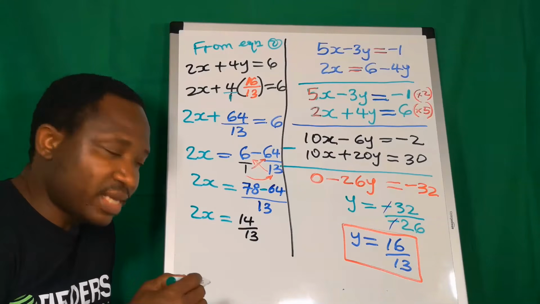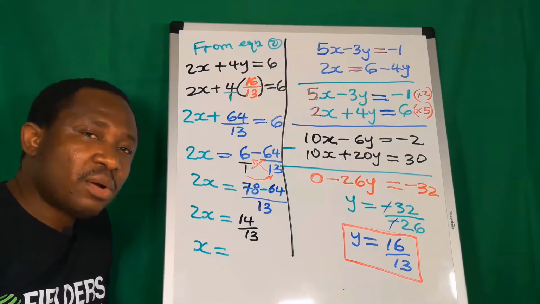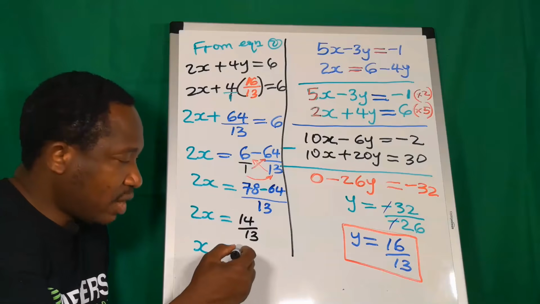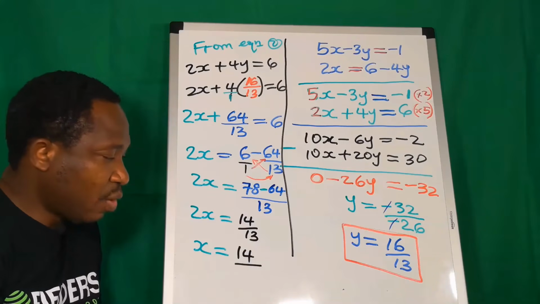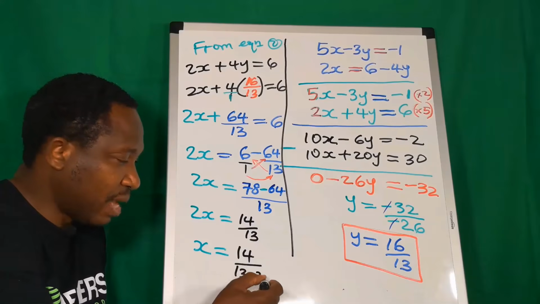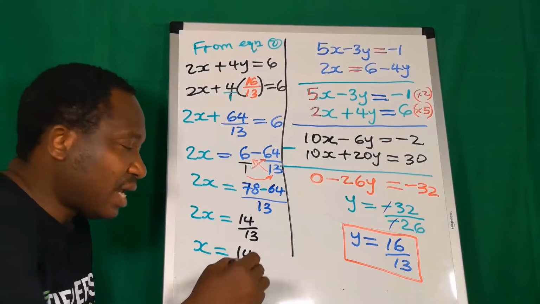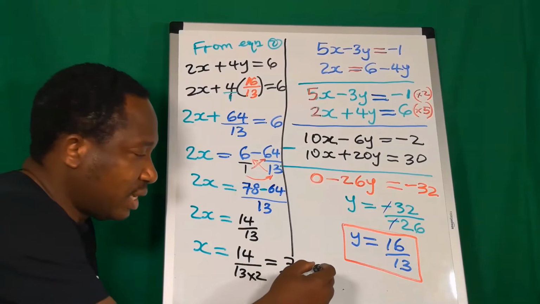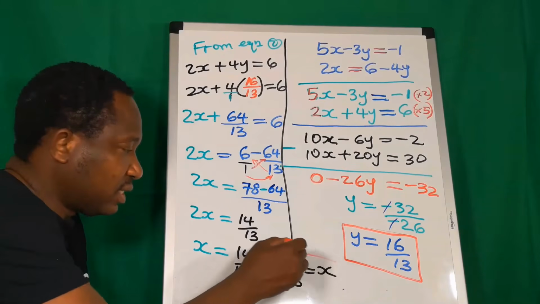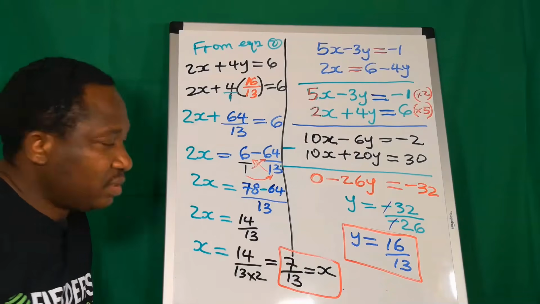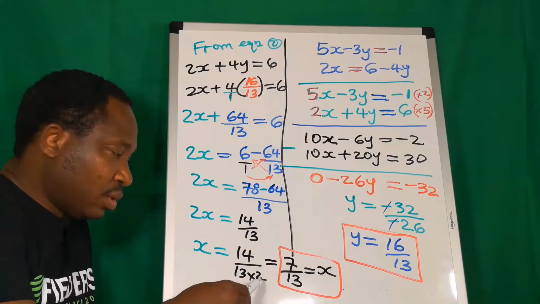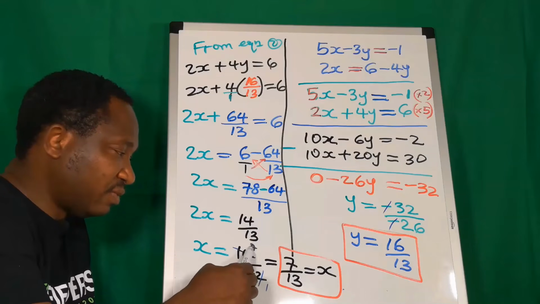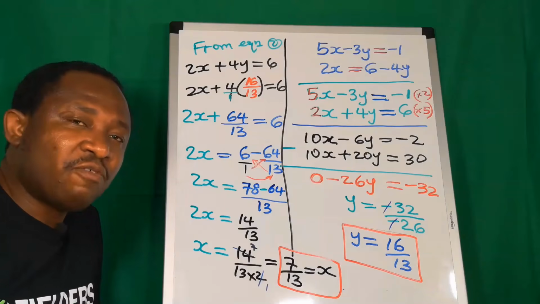I want to isolate x. 2 is multiplying. On the other side, 2 will divide. And you're going to have 14 over 13 multiplied by 2. And the final answer here is 7 over 13, which is our x. You can see that x is 7 over 13. You know that 2 here is 1 and 2 here will become 7. Next, we need to check for our result.